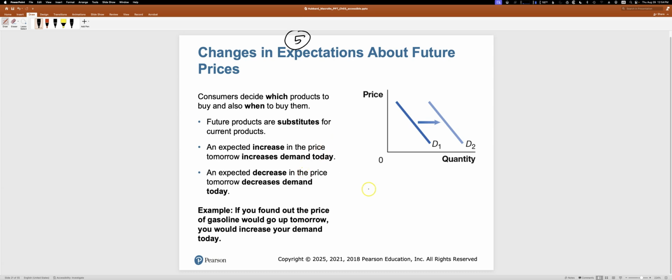So this would be: expect future price to be higher. If I expect the future price to be higher, then my demand will shift to the right. Otherwise, if I expect the future price to be lower, then I'll wait to buy the good as much as I can, and my demand will go down.